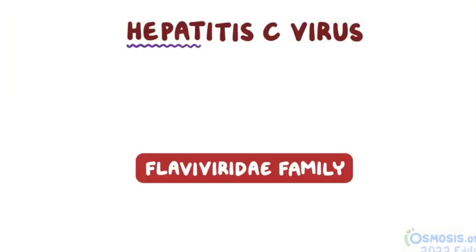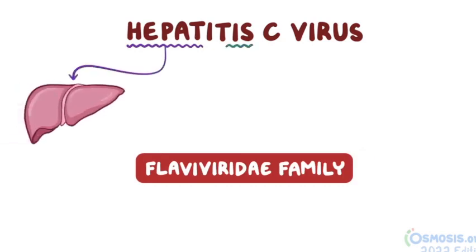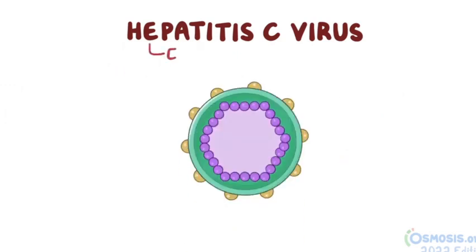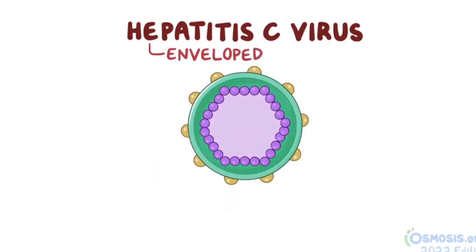The hepatitis C virus is a part of the flaviviridae family, and it can be broken down into hepat, which refers to the liver, and itis, which means inflammation. So this virus affects the liver, causing hepatitis. Hepatitis C is enveloped, meaning that it's surrounded by a membrane.